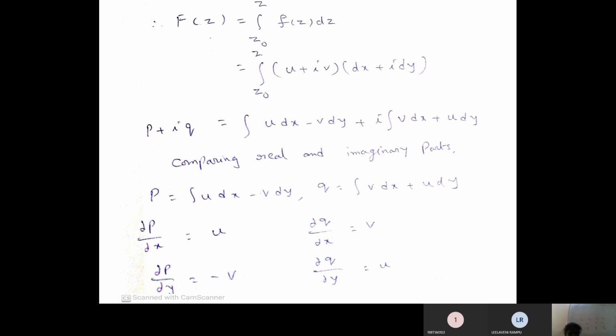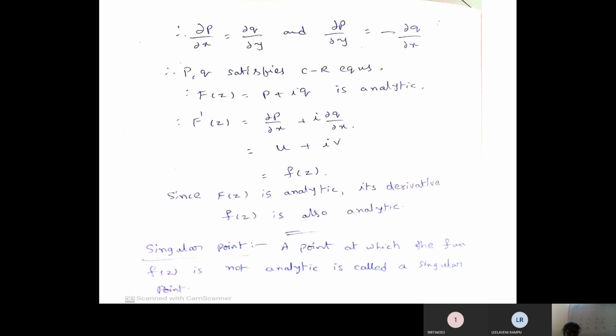Dou p by dou x, differentiating with respect to x: differentiation and integration cancel out, and u remains. So dou p by dou x equals u, dou p by dou y equals minus v, dou q by dou x equals v, and dou q by dou y equals u. Dou p by dou x equals dou q by dou y since both are u, and dou p by dou y equals minus dou q by dou x. That means P and Q satisfy the Cauchy-Riemann equations, so f of z equals p plus iq is analytic. So f dash z equals dou p by dou x plus i into dou q by dou x, that is u plus iv, small f of z. So capital F of z is analytic and its derivative small f of z is also analytic. That is the condition we had to prove.